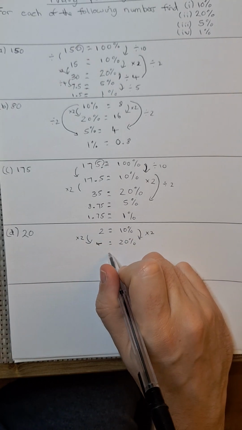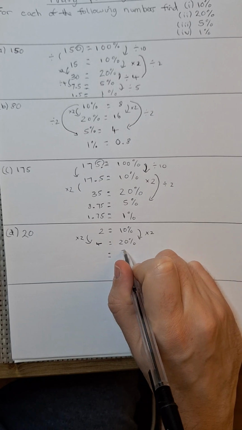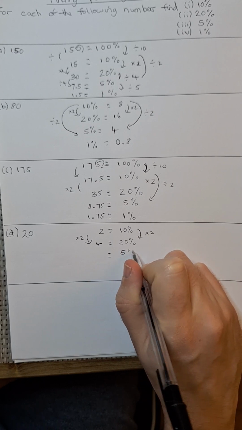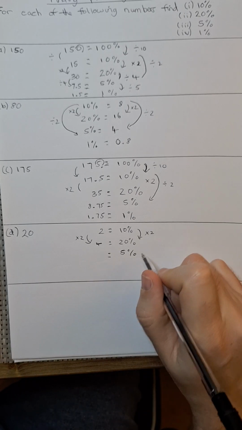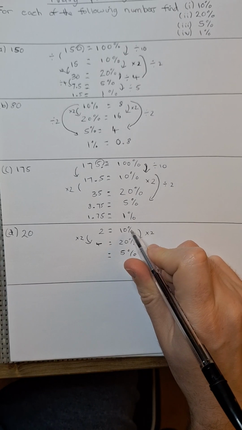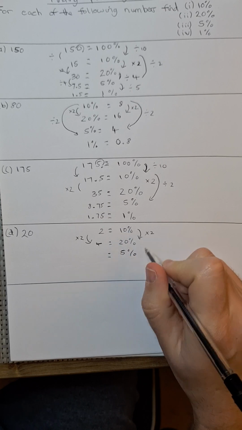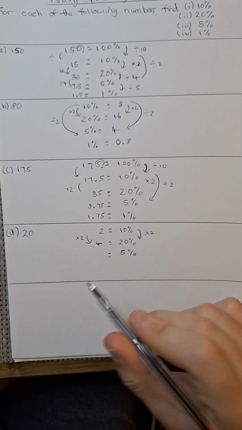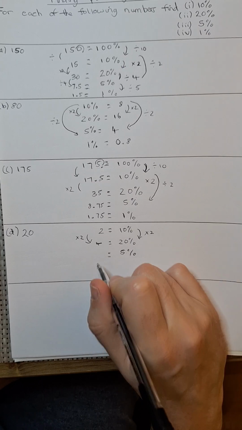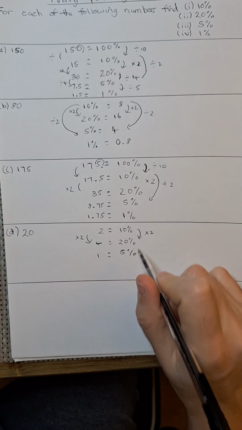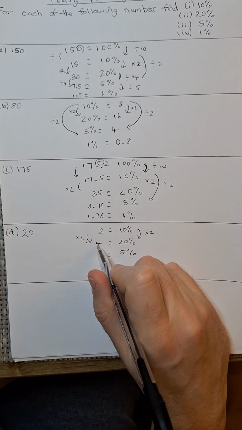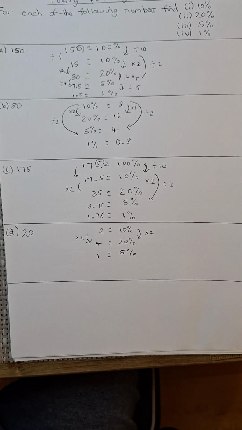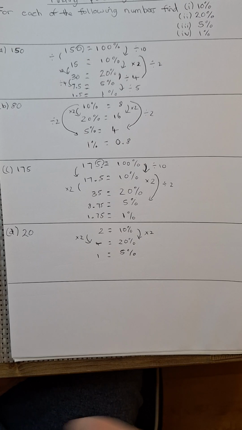To get 5%, there are two options here. We can do 10% divided by 2, which is 5%. Therefore, you divide 2 by 2, which is 1. Or we can do 20% divided by 4 to get 5%. Therefore, you do 4 divided by 4 is 1. So either way, you get 1 both times, which you should, otherwise it would be incorrect.